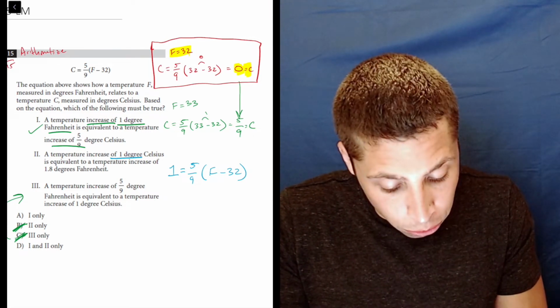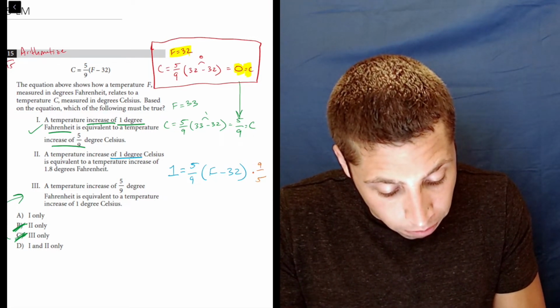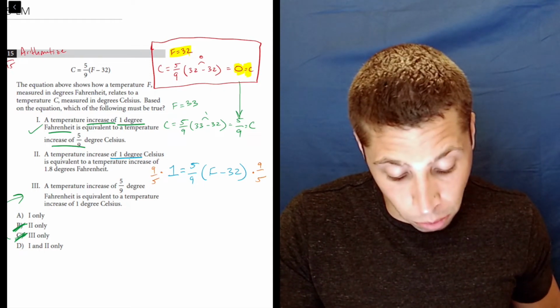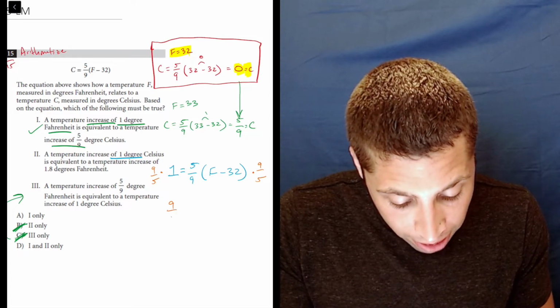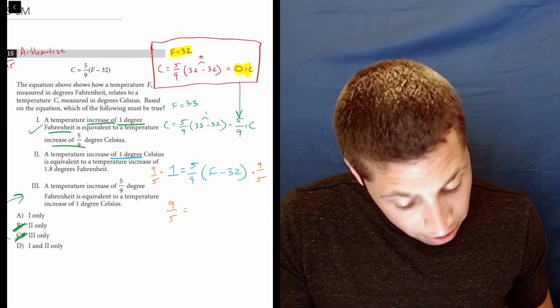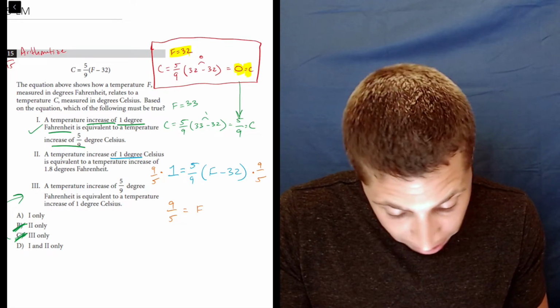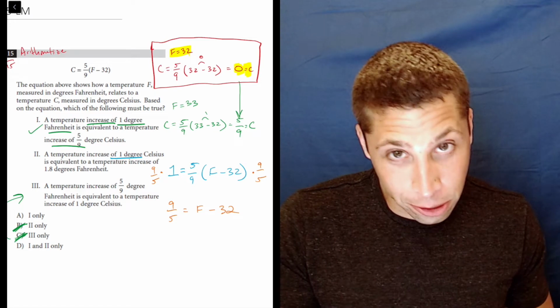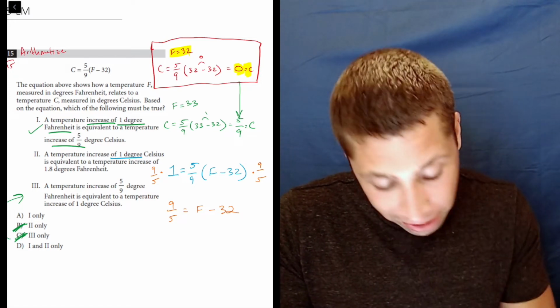Well, in order to move a fraction, we usually multiply by the reciprocal. So, okay, 9/5 is equal to F minus 32. Okay, so here's what we're going to do. Watch this. This is very clever.